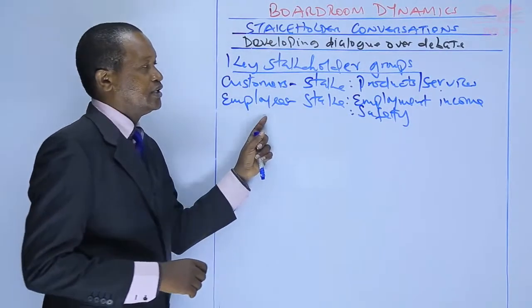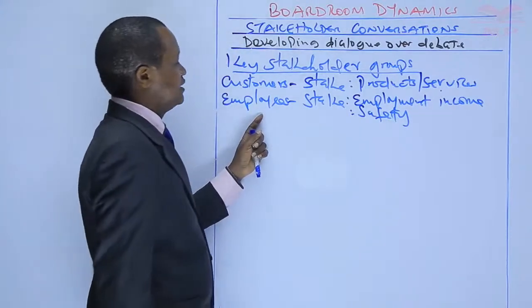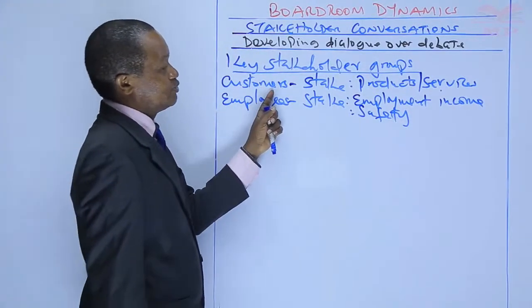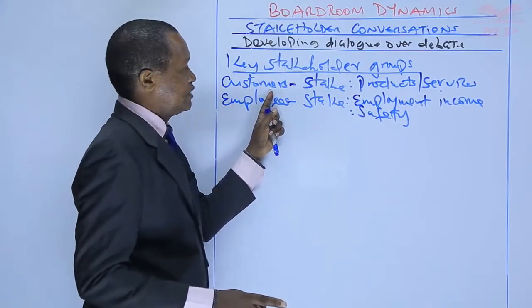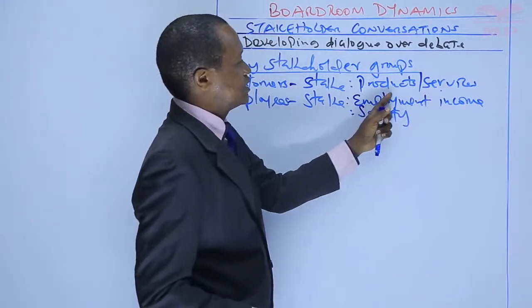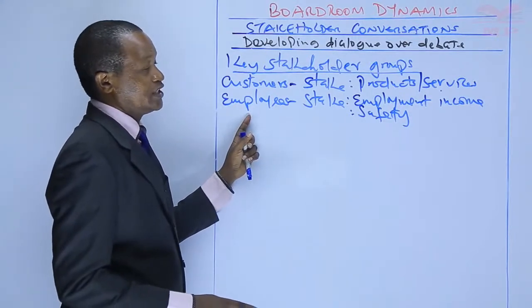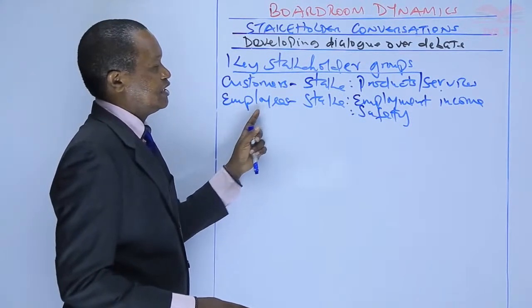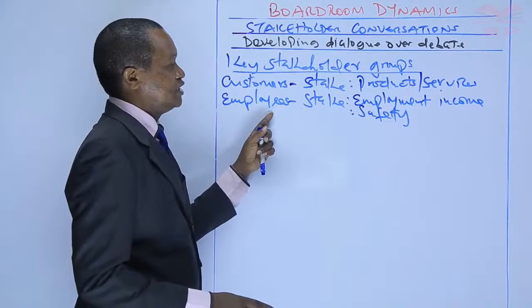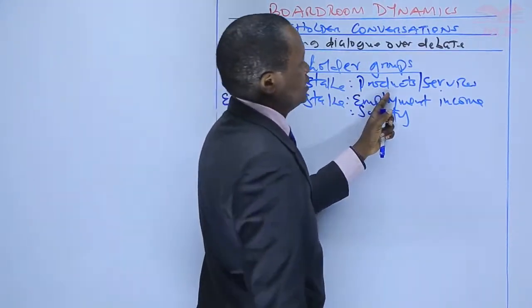Employees, the company cannot exist without employees. The company exists to serve customers, a key stakeholder. These customers require products and services. These products and services are offered by employees. If it is a manufacturing company, then the company requires employees to help in the conversion of raw materials into products and services.